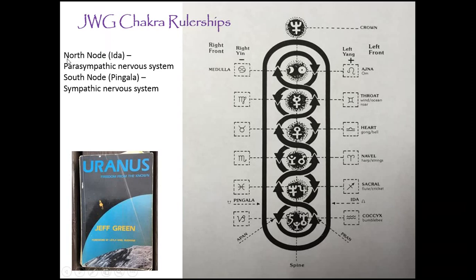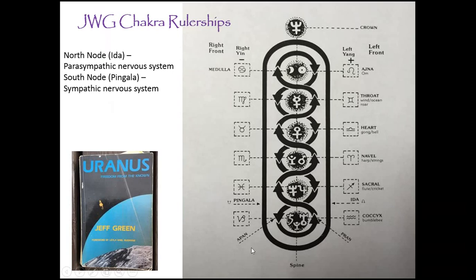And also Jeffrey and Anadia Judith both looked at North Node, or Ida, as ruler of the parasympathetic nervous system. This is the nervous system that runs eating, sleeping, relaxing. It's the yin stuff. And the south node, the Pingala, rules the sympathetic nervous system. And this is what we know as that fight, flight, or freeze to the nervous system. And this is yang energy that's going on.